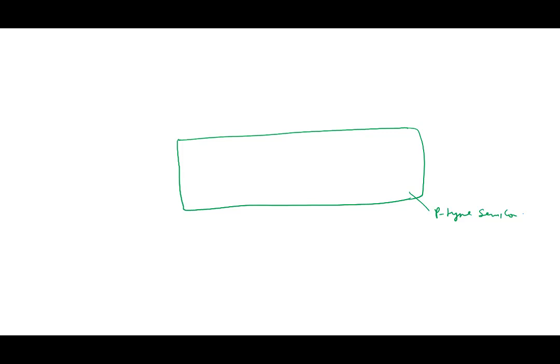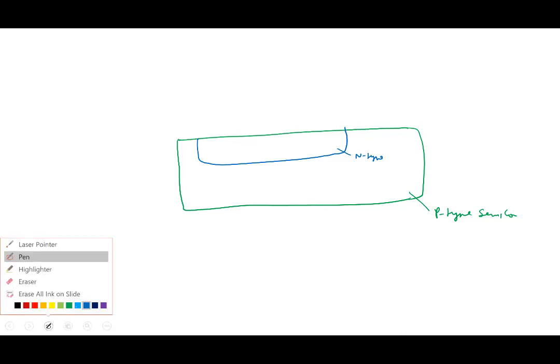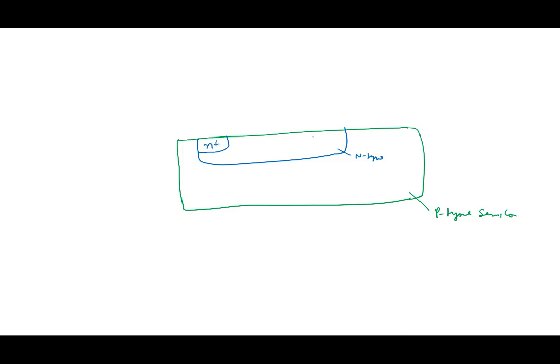Let's make different ways of doing it. Within this P-type semiconductor, let me make N-type semiconductor here. This is N-type. And within this N-type, this would be simple to understand, I make here a region N plus. When I say N plus, what I mean is doping is greater than 10 to the power 19 or so. Very high doping.